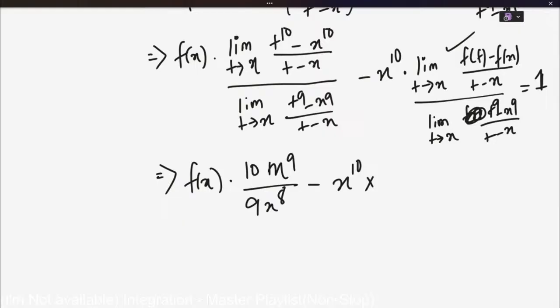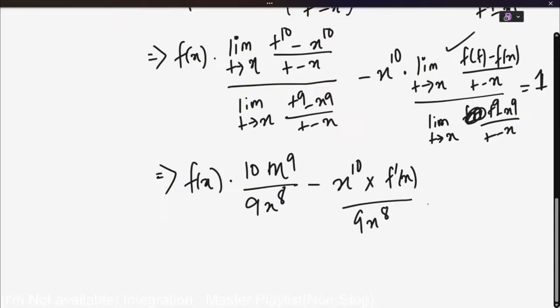So f of t minus f of x by t minus x as t tends to x is simply the derivative of f of x. So it's basically f dashed of x, the derivative of f at the point x. And divided by, we have the same formula applied again, 9x to the power 8. And we have equals to 1.